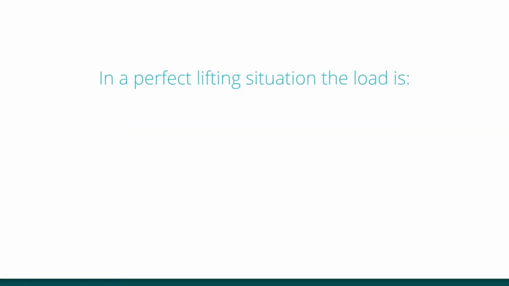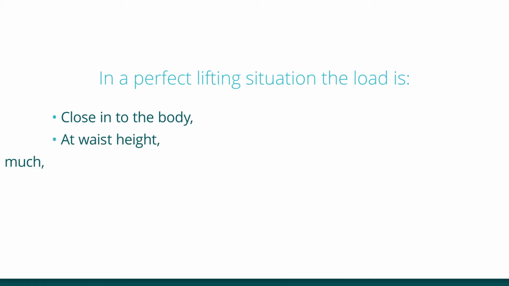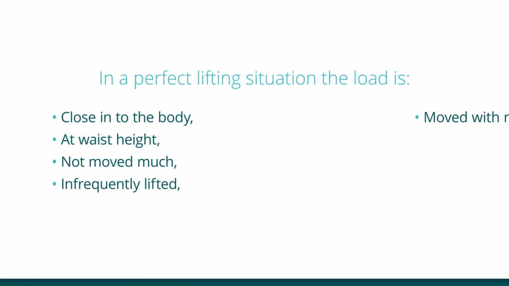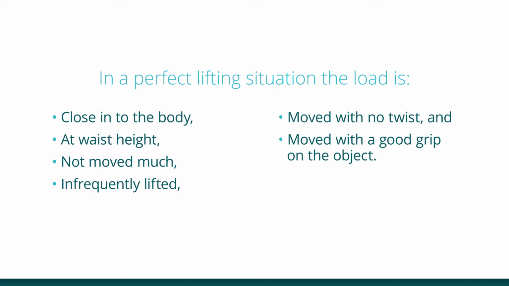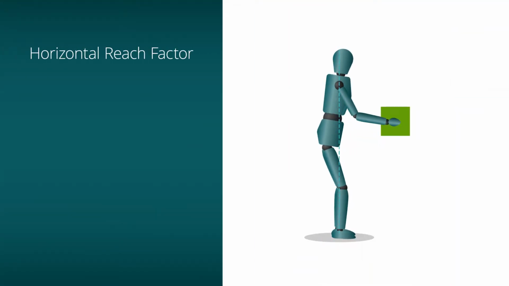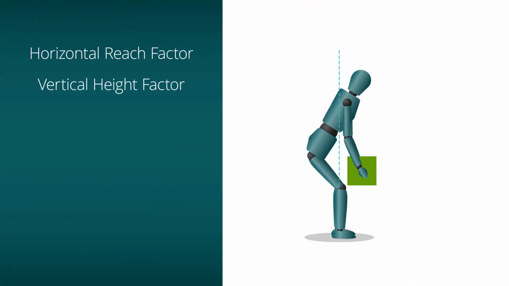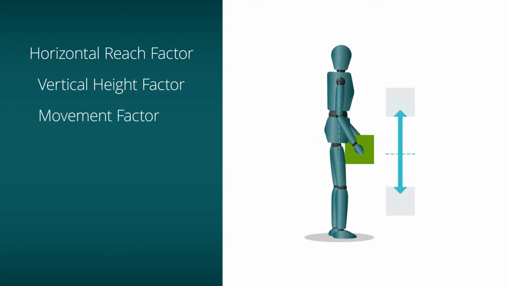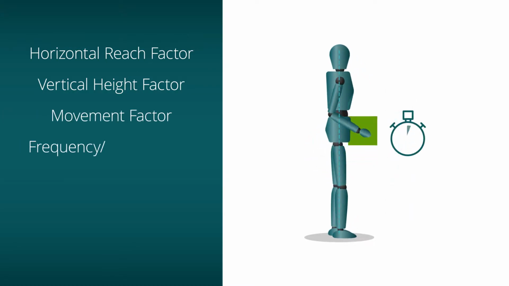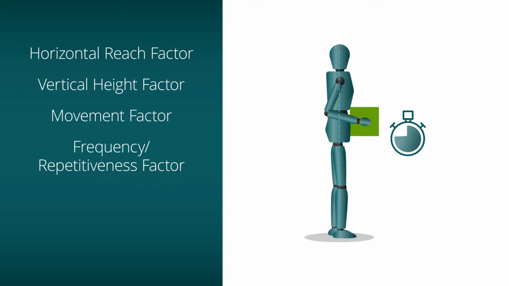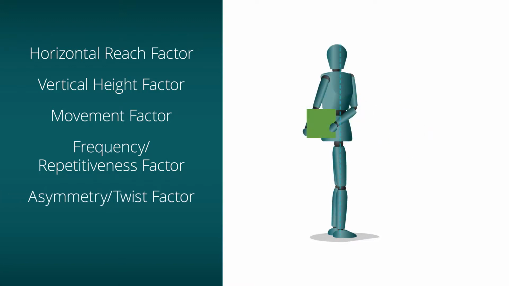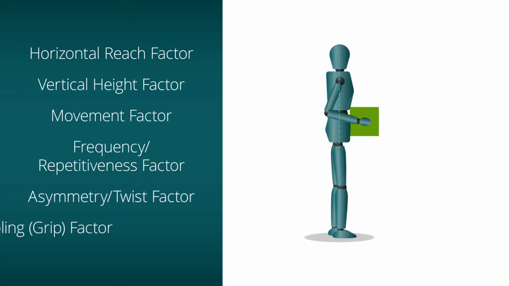In a perfect lifting situation, the load is close in to the body, at waist height, not moved much, infrequently lifted, moved with no twist, and moved with a good grip on the object. Horizontal reach, vertical height, movement, frequency/repetitiveness, asymmetry/twist, coupling, or grip.